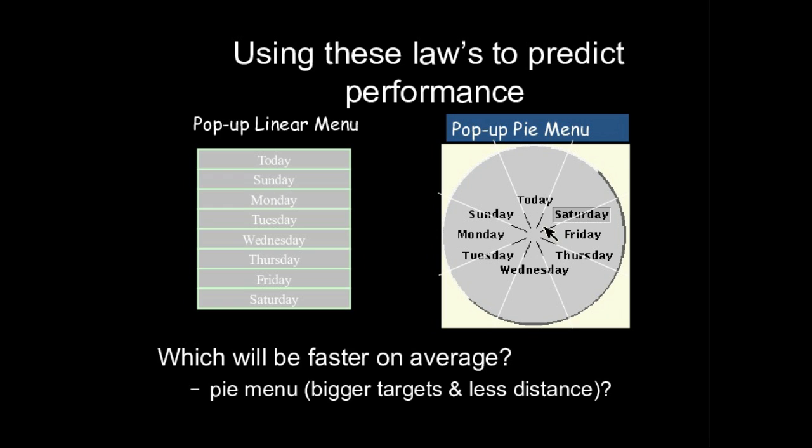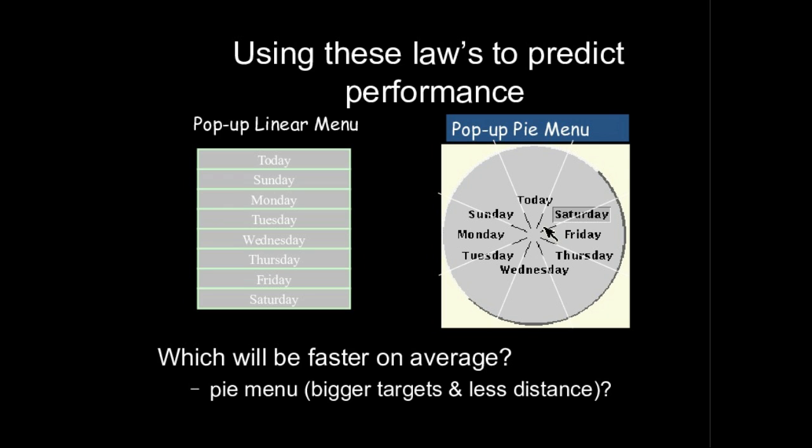Let us say there is a pop-up linear menu where the menu items are listed one by one, and another pop-up pie menu where the targets are listed in a circle. Now the question is, which one will be faster on average? Of course, the pie menu will be faster because the target sizes are the same, but the distance is much less. Therefore, the pie menu will perform better than the pop-up linear menu.